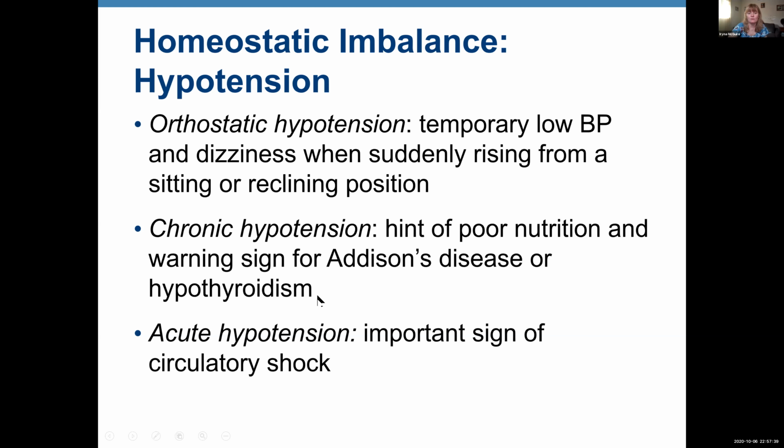So, not enough thyroid hormone, or glucocorticoids and mineralocorticoids. That's Addison disease, when you have low release of these hormones by the adrenal gland. Acute hypotension is an important sign of circulatory shock.